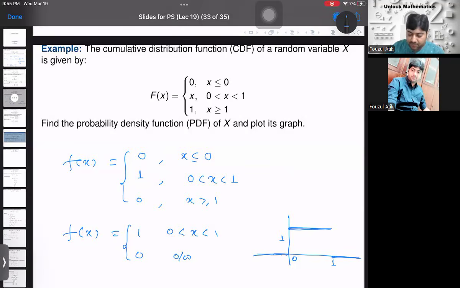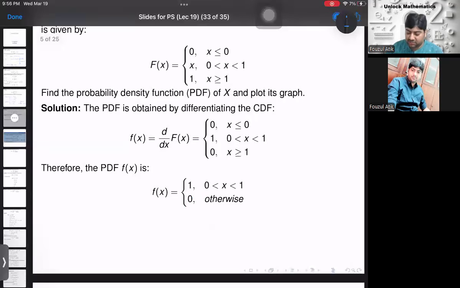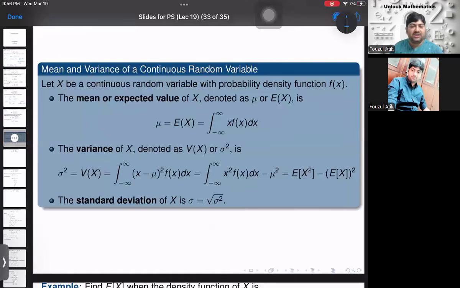Now, in discrete random variables, we defined the mean or expected value of the random variable, its variance, and its standard deviation. Similarly, we can define the mean or expected value of a continuous random variable. If X is a continuous random variable with probability density function f(x), then its expected value is equal to the integral from minus infinity to infinity of x f(x) dx.